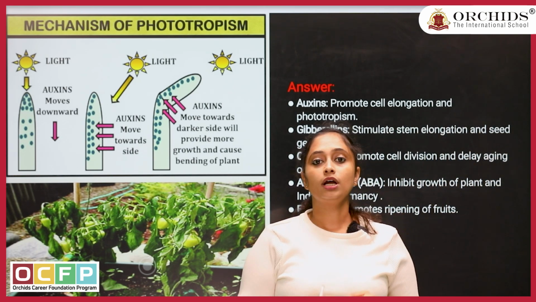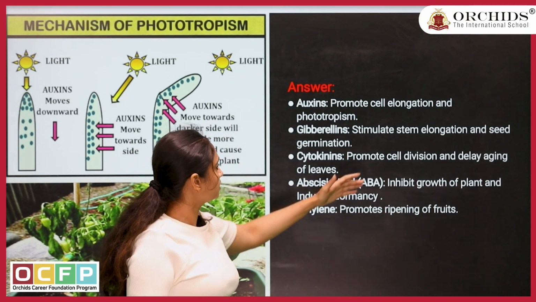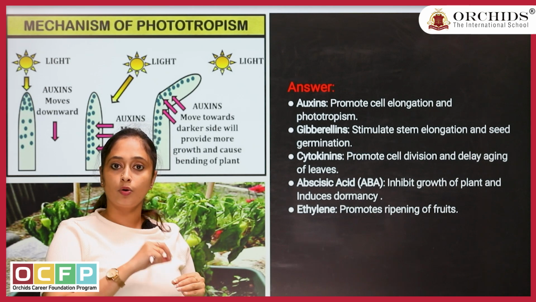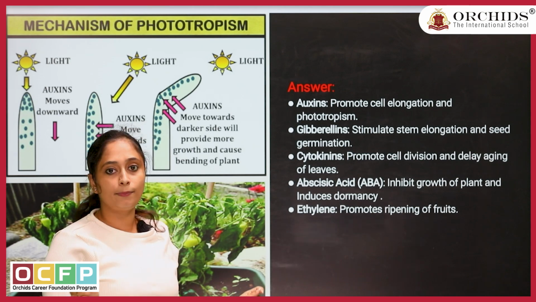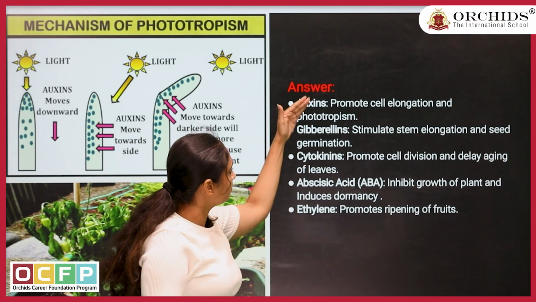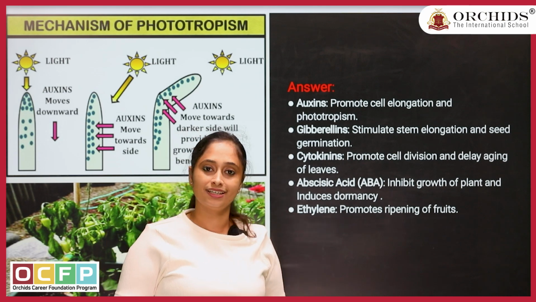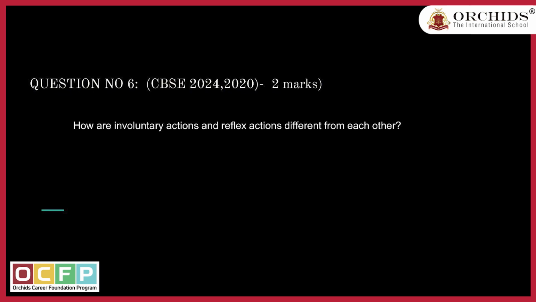So this is about this question, and I think this is understood. I think you can note down the pointers given here in your notebook, wherever you are noting all the points. You can note down easily from these pointers all the functions of hormones and the different types of hormones present in the plant. Now move to the next question.